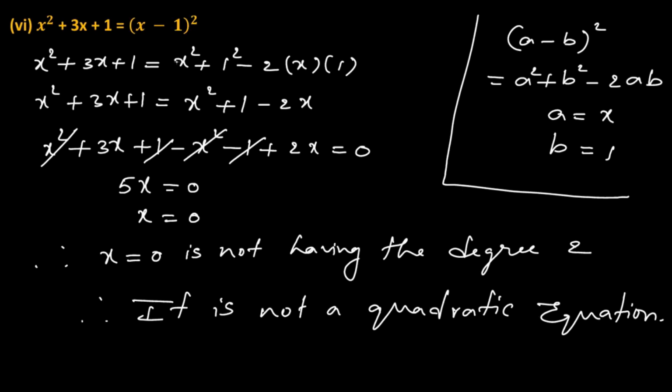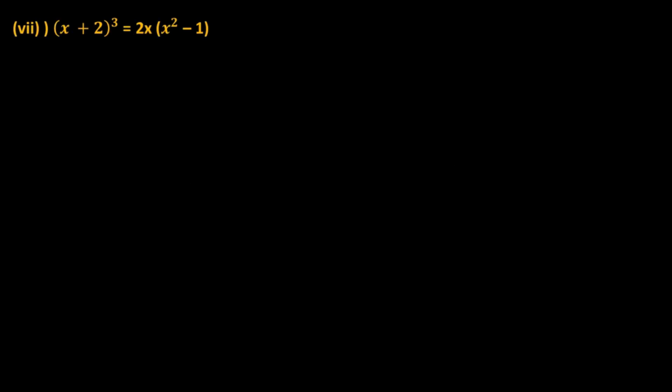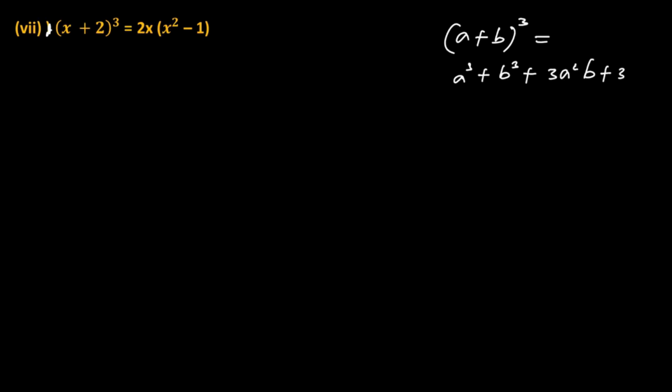Let's go to the next problem. (x plus 2) whole cube is equal to 2x into (x square minus 1). So a plus b whole cube formula we need to use for the left hand side, which is equal to a cube plus b cube plus 3a square b plus 3ab square. So here a is equal to x and b is equal to 2. Substitute the x value in the place of a and the value 2 in the place of b.